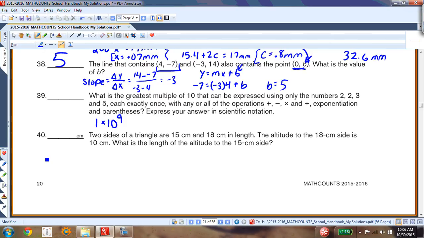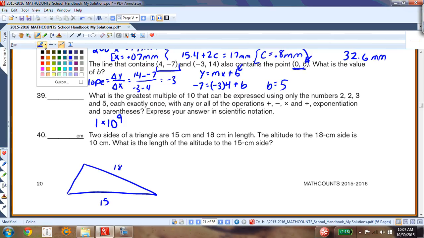All right, two sides of a triangle are 15 and 18 centimeters in length. The altitude to the 18 centimeter side is 10 centimeters. What is the length of the altitude to the 15 centimeter side? Well, part of this is just knowing what altitude is. So I'm going to try to draw this triangle best I can. It'll look something like this, maybe. This is our 18 centimeter side. This is our 15 centimeter side.